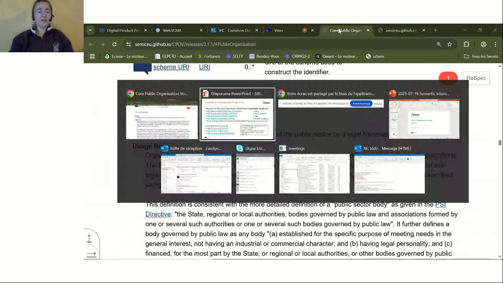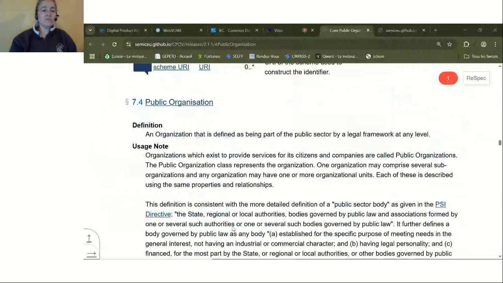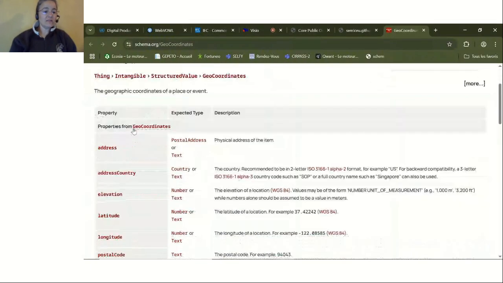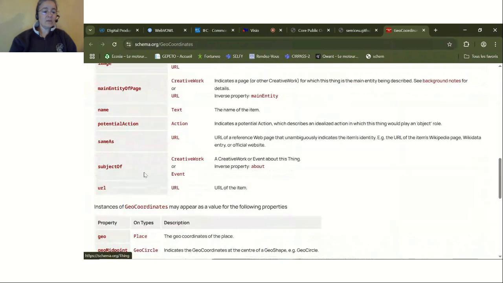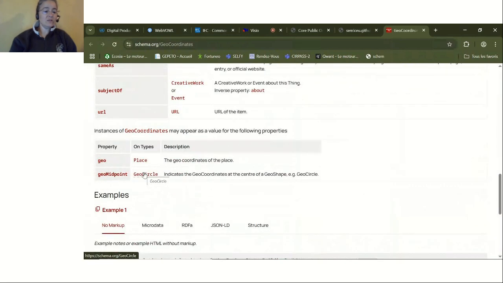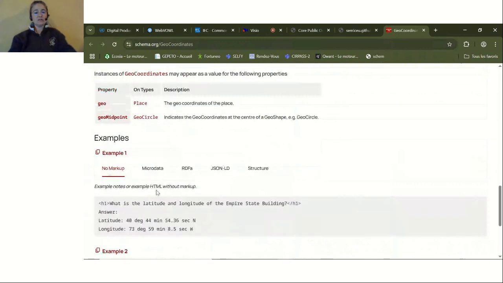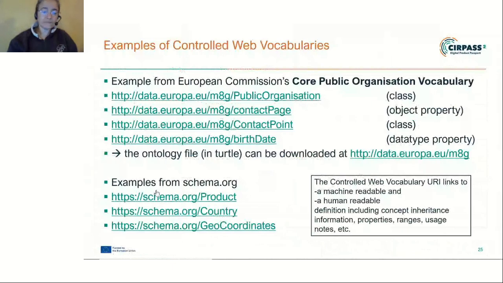So if I come back here and I look at another example from schema, this gives me information about the concept structuring and inheritance, and the different properties for the given context that I inherit from the different concepts, and examples of use and where this concept is being used, for example. Okay, so this is what a web vocabulary is.